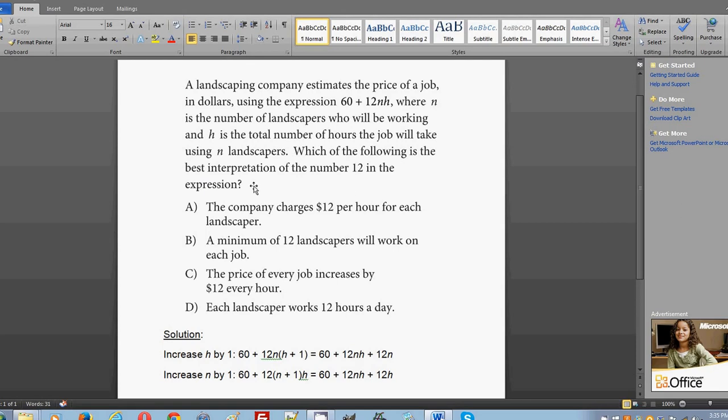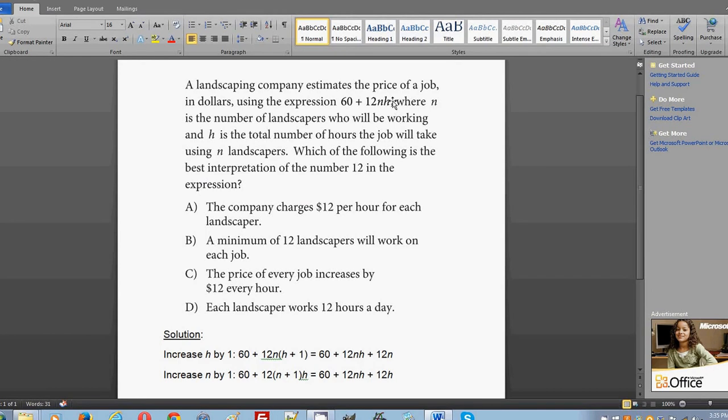There's no mention anywhere of a day, so we don't know how long the job is, right? So choice D doesn't make sense whatsoever. Now, choice C, it could kind of make sense. Let's see. The price of every job increases by 12 every hour, right?